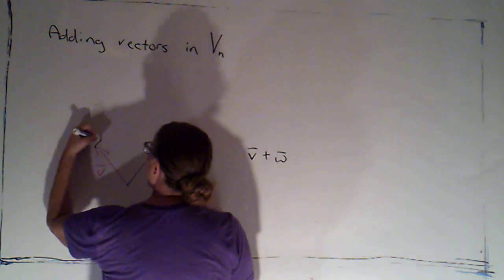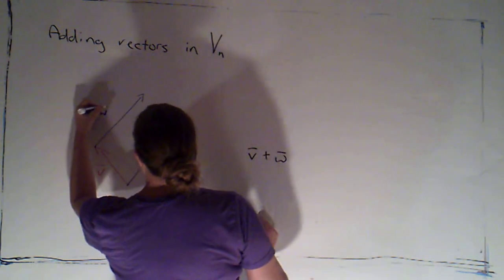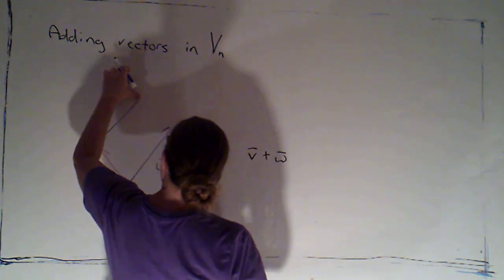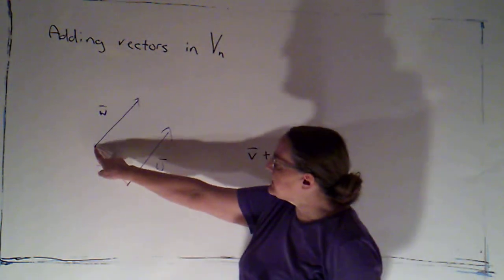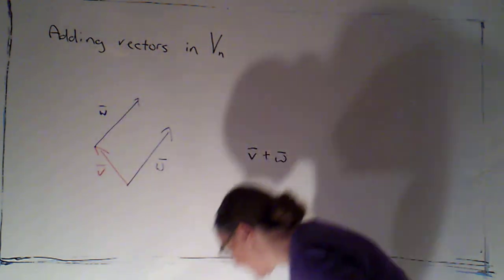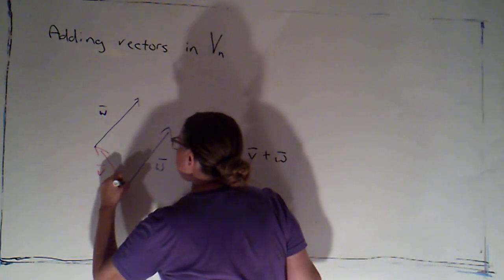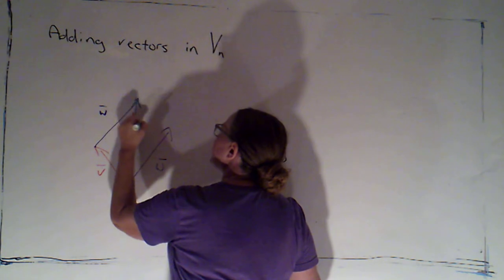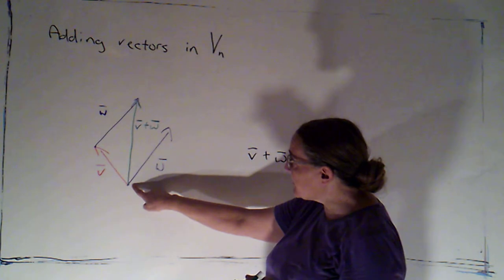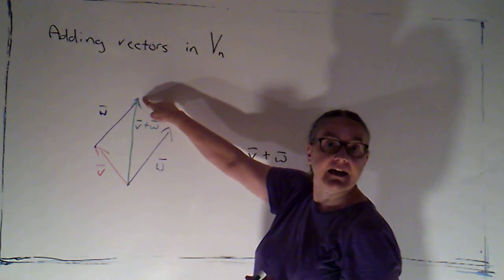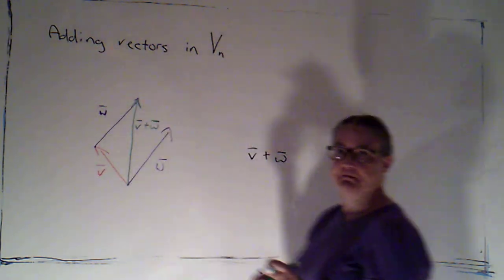To accomplish that, I'm just going to translate w. Let's make that the same length. I'm just going to translate w so that the tail of w is at the tip of v. Once I've done that, now this is the vector v plus w. That's the vector that takes me from my initial starting point to my final ending point, first doing what v says, then doing what w says to do.